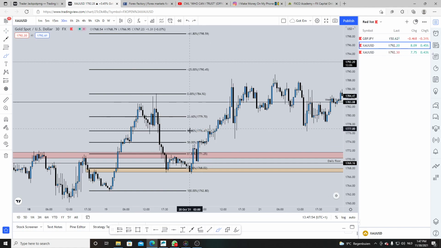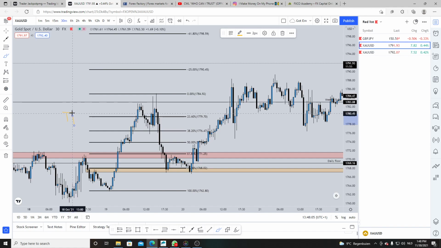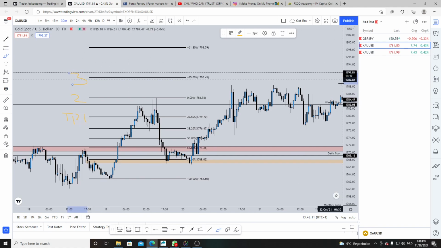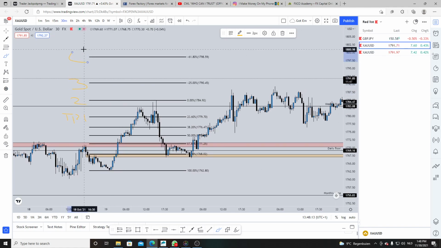So, you know, you could actually just delete the 38.20 unless you want to use it. Now, 23.60 is TP1, right? 0.0 TP2, TP3, TP4, right? And if I take a trade based off the Fibs, what I like to do is on the 23.60, move my stops to break even.